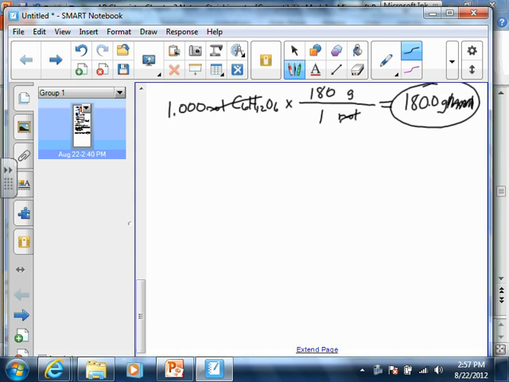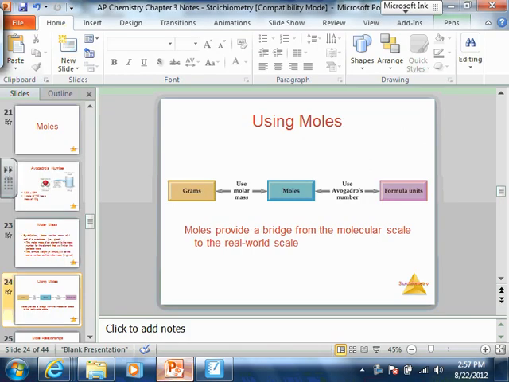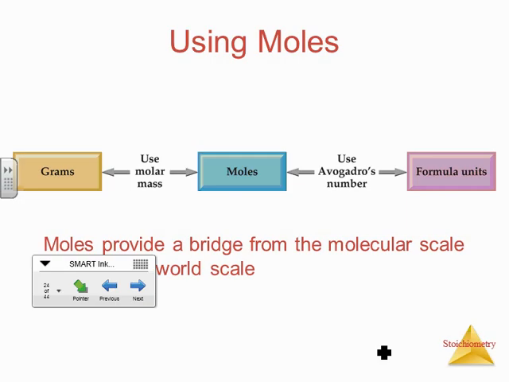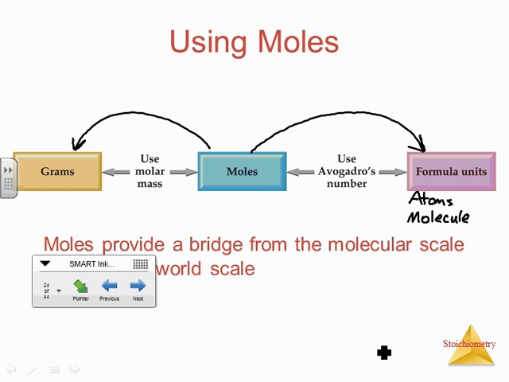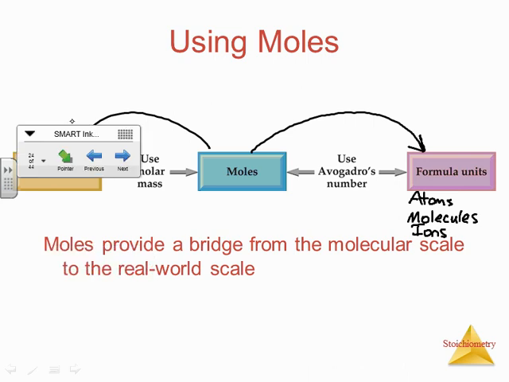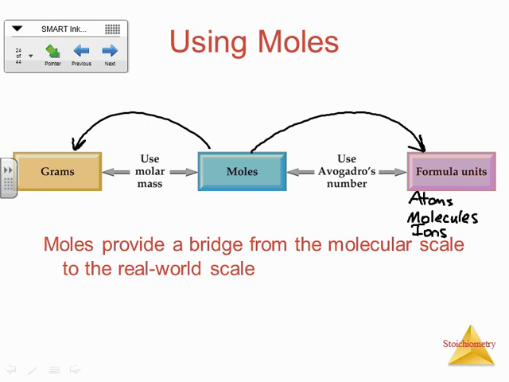Okay, moles also give us a bridge. They help us to get from one thing to another. From moles, we can get to the mass of something. From moles, we can also get to formula units or atoms. Formula units is the general name for things like atoms, molecules, ions, that sort of thing. Those are all encompassed in formula units, okay? So moles allow us to get from one place to another, okay?